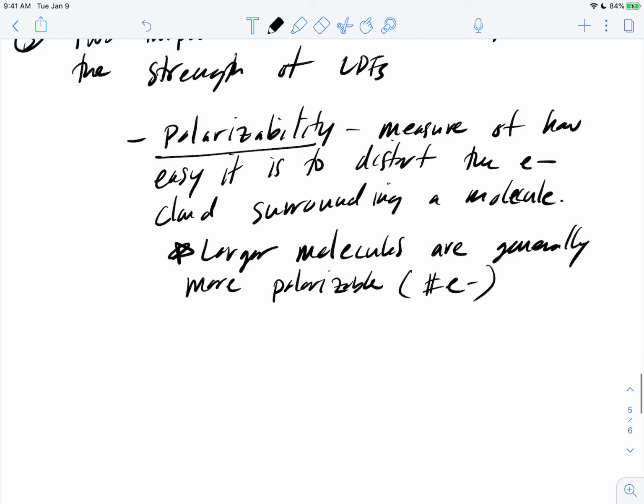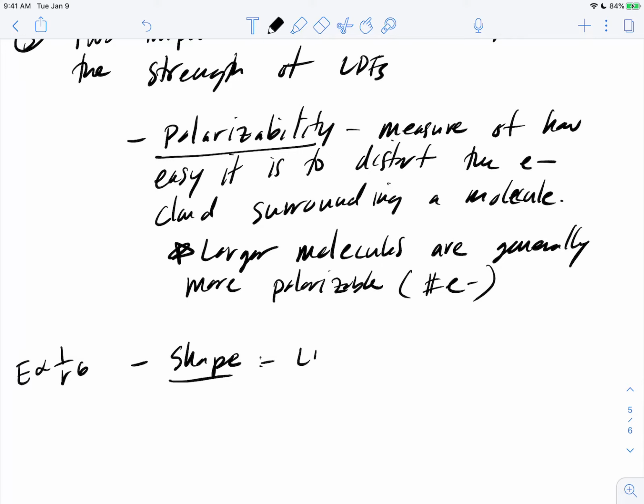Now, for molecules that have the same number of electrons, or are roughly the same size, then we have to look at the distance dependence for the interaction. Remember that this interaction is proportional to 1 over r to the 6th. That distance dependence drops off dramatically because of the 6th power relationship. So shape is the other one. Shapes where we can maximize overlap, maximize contact area, are going to have stronger LDFs.